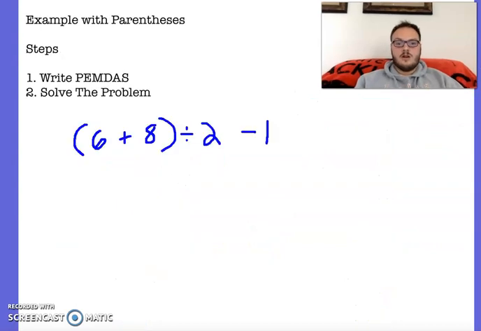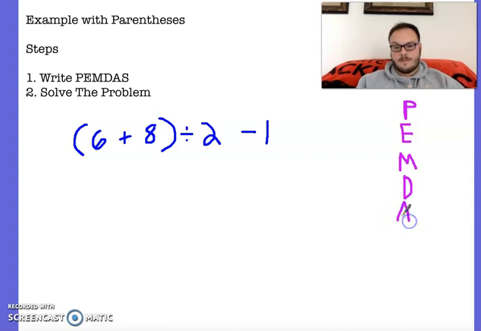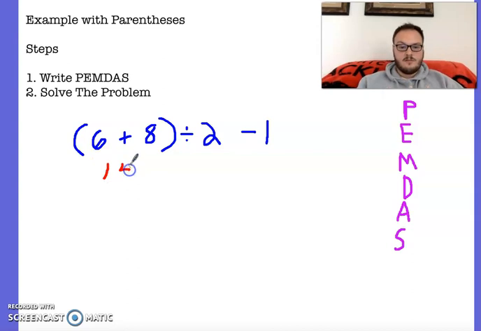Let's go ahead and try another example now. Now this time, we have parentheses. So again, we're going to write PEMDAS to help us remember everything. Here, I see I have parentheses, so because my parentheses are at the top, I have to do those first. So 6 plus 8. 6 plus 8 is 14.